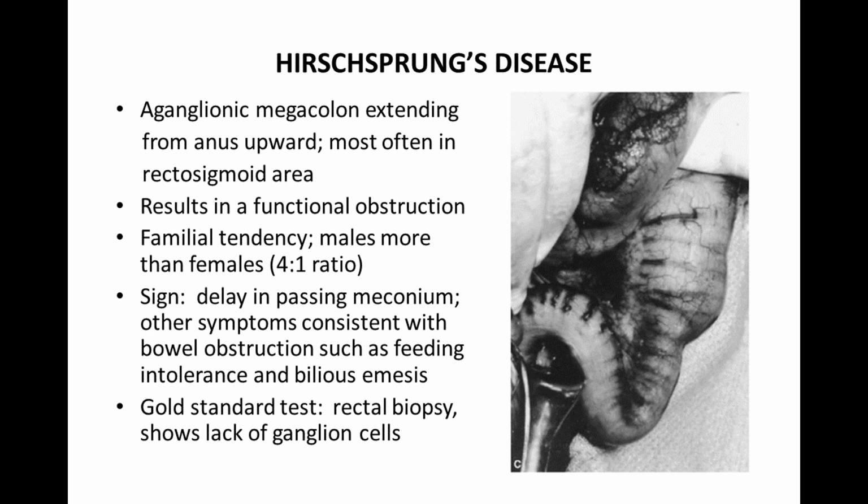Signs that indicate the possibility of Hirschsprung's disease include delay in passing of meconium and other symptoms consistent with a bowel obstruction. The diagnostic gold standard is a rectal biopsy done at about 1 to 1.5 centimeters above the dentate line. Tissue is obtained either by suction rectal biopsy or transanal wedge resection.